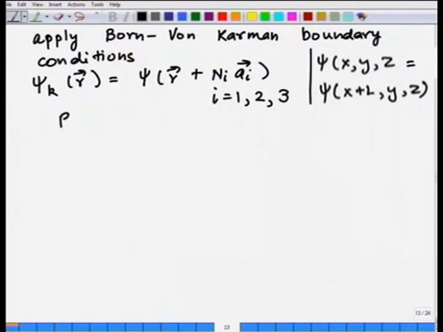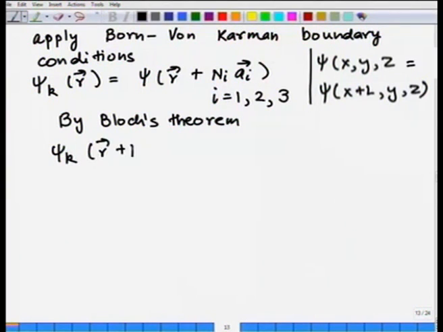Now, by Bloch's theorem, what happens? Phi of k at r plus n_i a_i, where a_i is a vector and n_i, as you know, is 1, 2 or 3 applied sequentially, is equal to e to the power j times n_i k dot a_i, times phi of k at r.